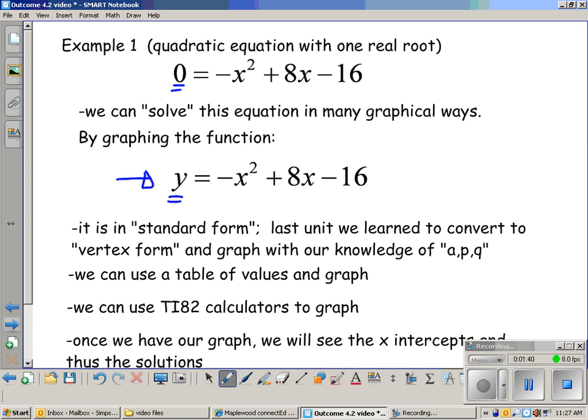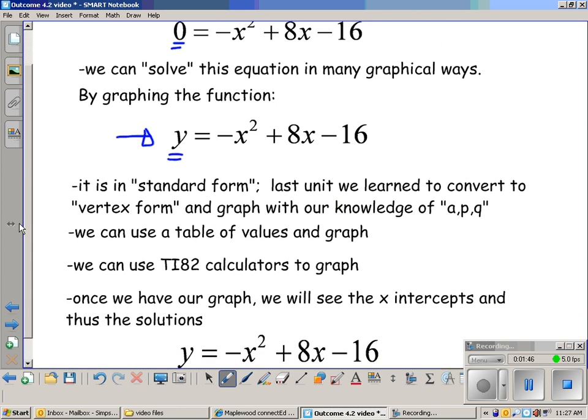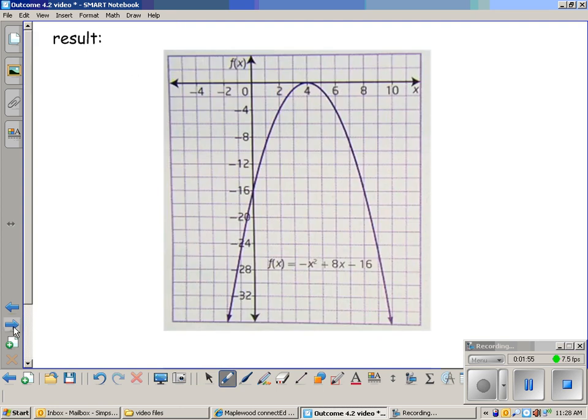We can use a table of values and then graph. We can use technology such as a TI-82 calculator to graph. Once we've graphed our function, we'll see that the x-intercepts are the solutions. So let's have a look at that graph. Here's the graph of that previous function.